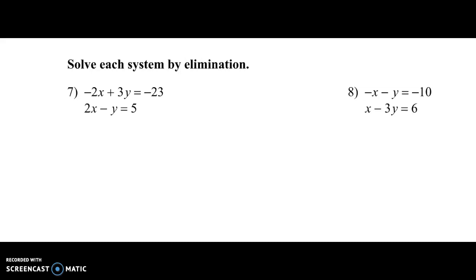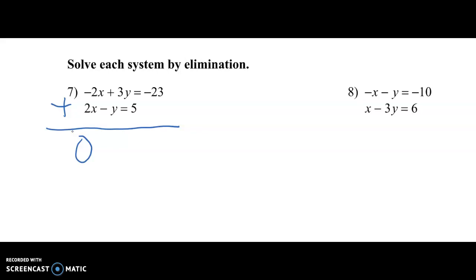So if you take a look at this first example, number 7, when I add the two equations vertically, combining like terms, you're going to notice that the x's go away. Right? Negative 2x plus 2x is equal to 0. That's what we want to happen in the elimination method. Okay? So when that happens, that's a good thing.